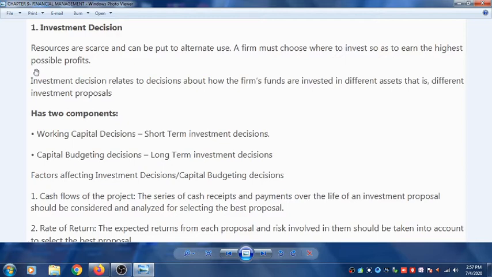So before a finance manager there are different investment proposals, or there are different assets of the company, which assets to buy and which assets not to buy, in which investment proposal money has to be put and in which investment proposal the money has not to be put is the critical investment decision made by the finance manager.